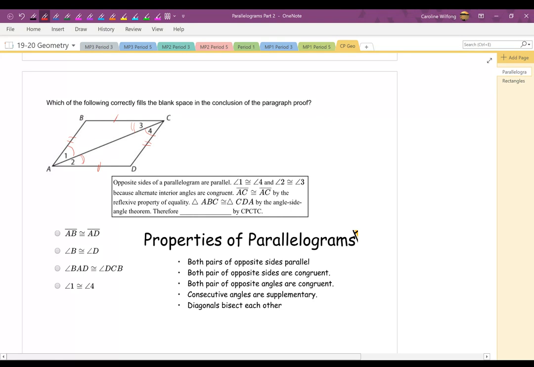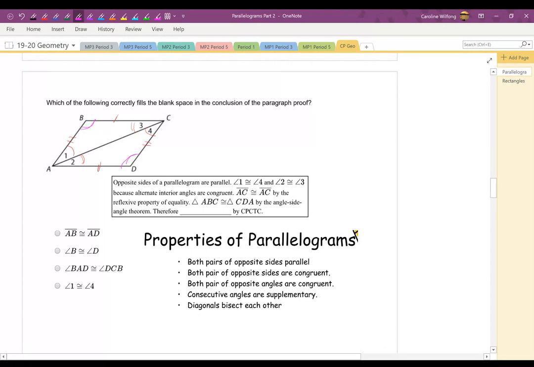Well, let's see. We know that AB. Do we know that AB is congruent to AD? Well, based on the information we have, no, we do not. What about angle B and angle D? So angle B right here and angle D right here. Could they be congruent by CPCTC?